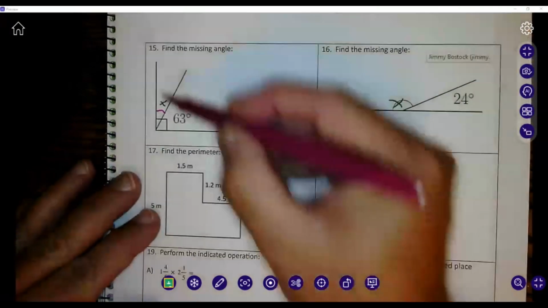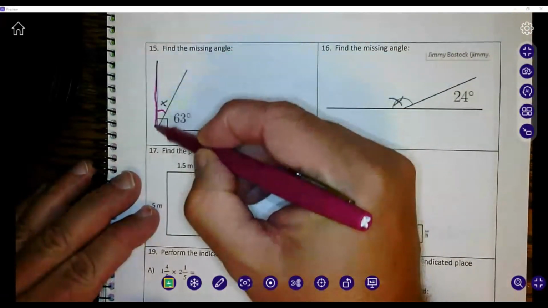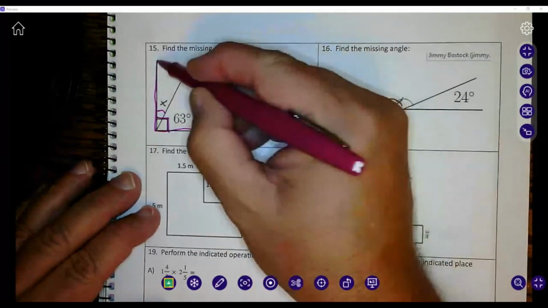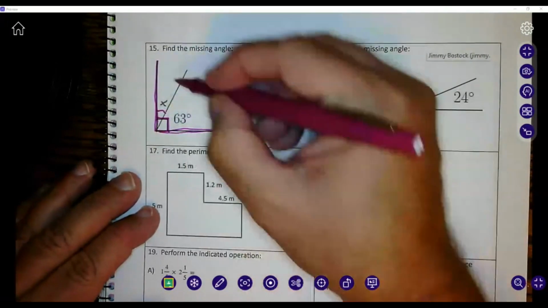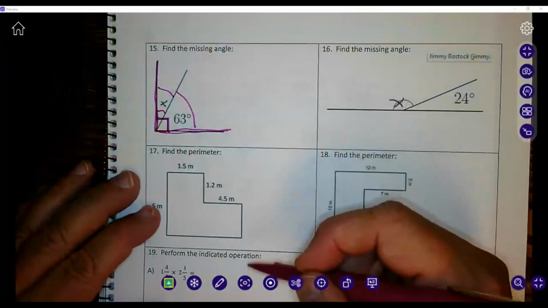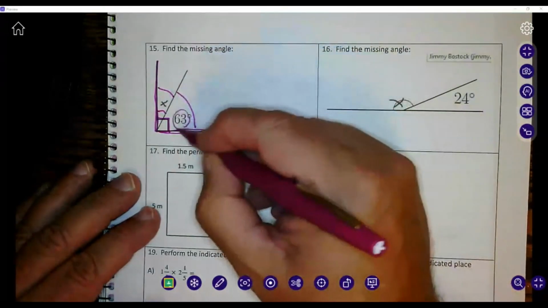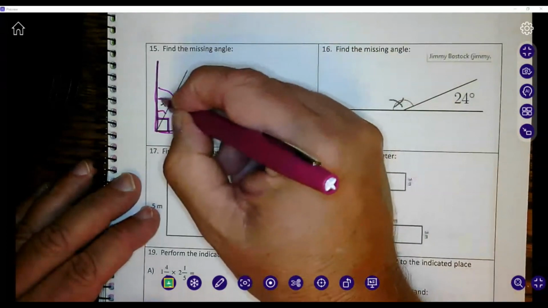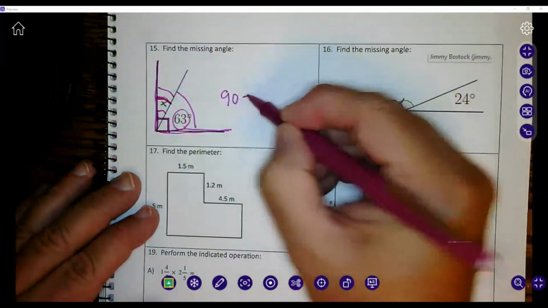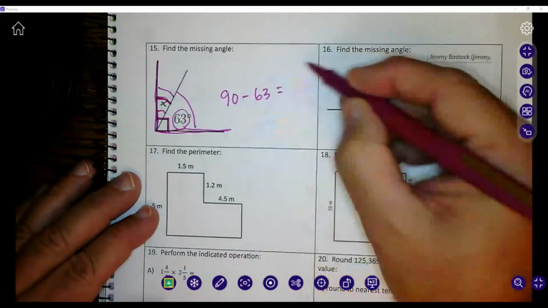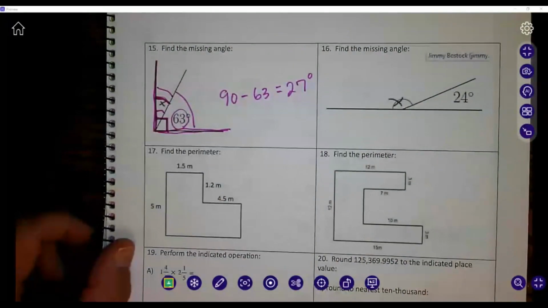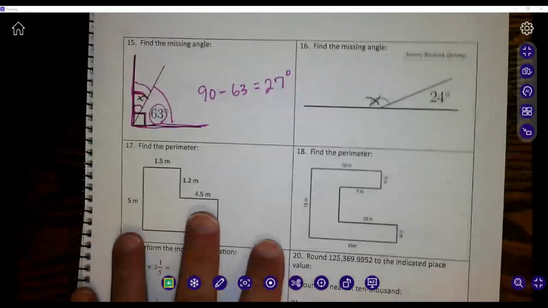Okay. We know that this big angle is 90 degrees. So the big angle is 90. It is made up of 2 smaller angles. One of those angles is 63. We need to know what's the rest. Well, the arithmetic is 90 minus 63, and you're correct. We get 27 degrees. Do number 16.